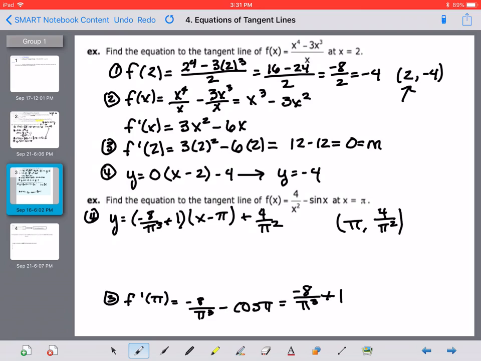Okay, so that's kind of the idea of finding the equation of a tangent line. Remember, we like the tangent line because it allows us to plug in values a little bit more easily. Maybe not this last one, but all the other ones made it pretty easy.